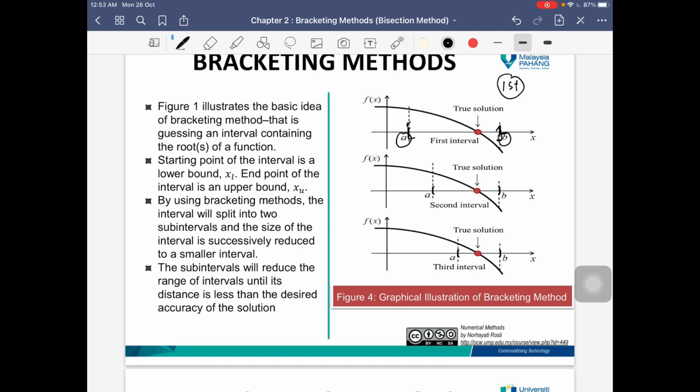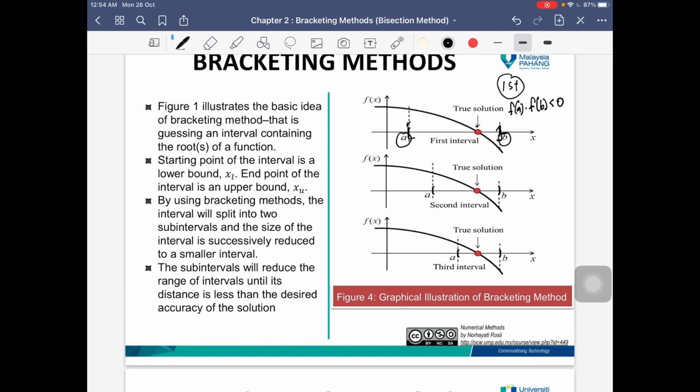How do we know whether you choose the correct lower and upper limit or not? It means that your f(a) multiplied with your f(b) must be less than 0. Then we can find one solution. So this is our aim. We want to reduce this interval AB so that our interval becomes closer and closer to the true roots of this function.